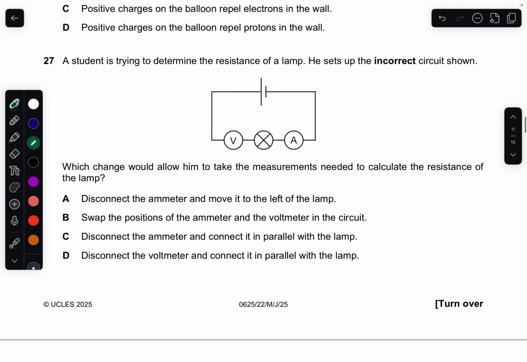27. A student is trying to determine the resistance of a lamp. He sets up the incorrect circuit. Which change would allow him to take the measurement needed to calculate the resistance? We know from Ohm's law that R is equal to V over I. You have to measure the voltage and the current. You can see clearly this voltmeter is attached incorrectly. It should be parallel with the resistance. So option D is correct.